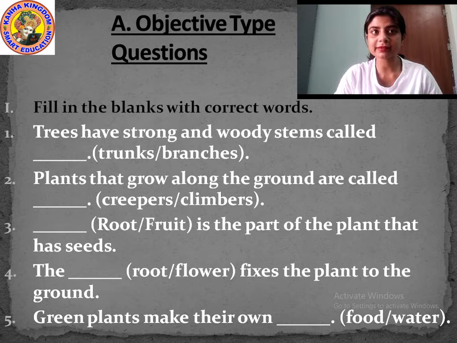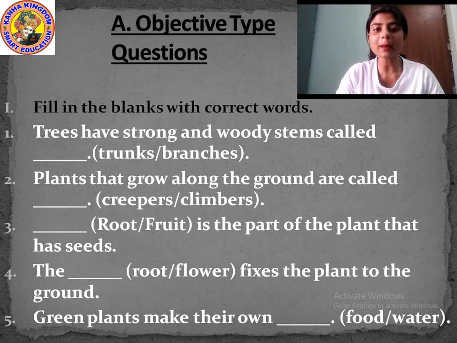C-R-E-E-P-E-R-S. Creepers. Dash is the part of the plant that has seeds. That is fruit. F-R-U-I-T. Fruit is the part of the plant that has seeds. Okay. Then the dash fixes the plant to the ground. That is the root. R-O-O-T. The root fixes the plant to the ground. Okay. Then green plants make their own what? Green plants make their own food. F-O-O-D. Food. So this is the answer of the fill in the blanks.